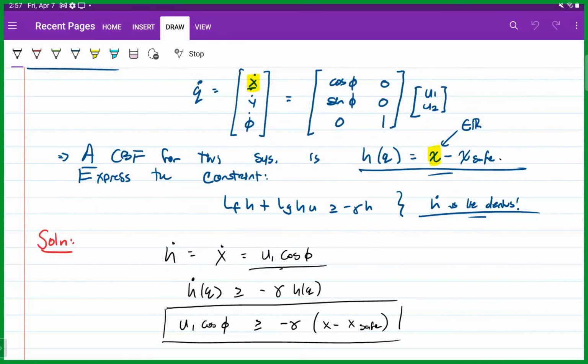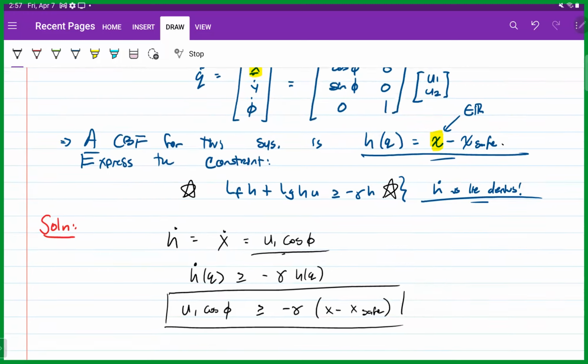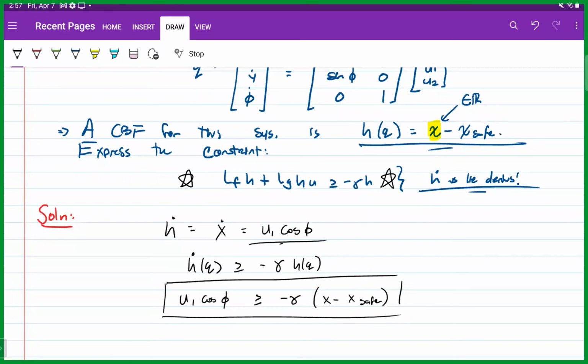I will say, when you're taking the derivatives of these h functions in practice, it can be a lot easier to take the derivative of h directly instead of working with the Lie derivatives, which can get a little bit cumbersome to compute at times, just because they're big vectors or matrices of partial derivatives.